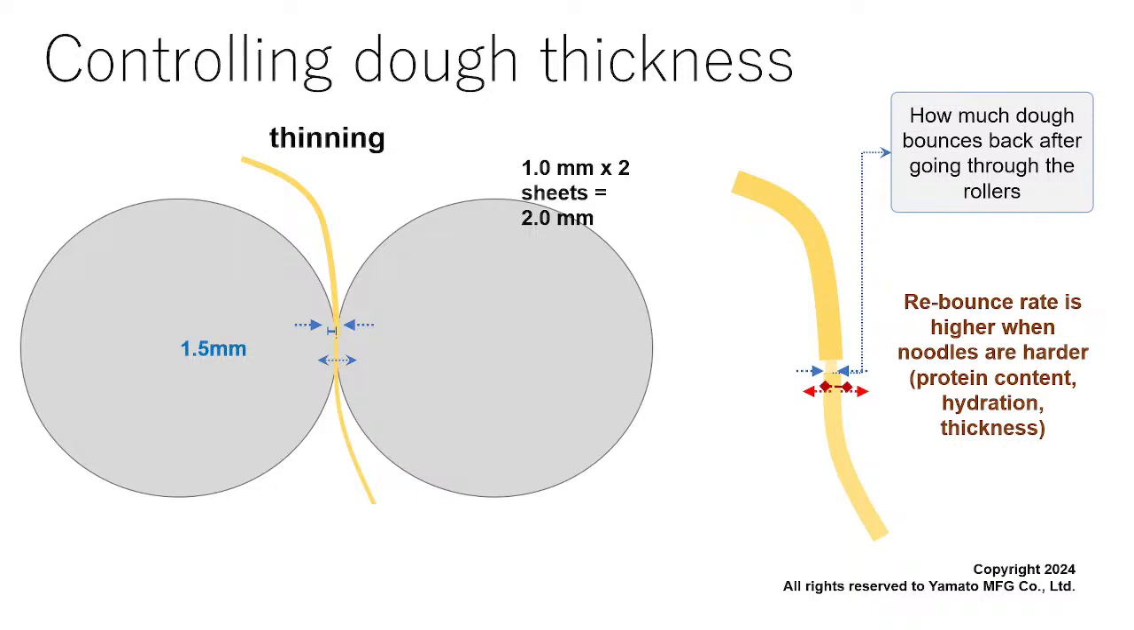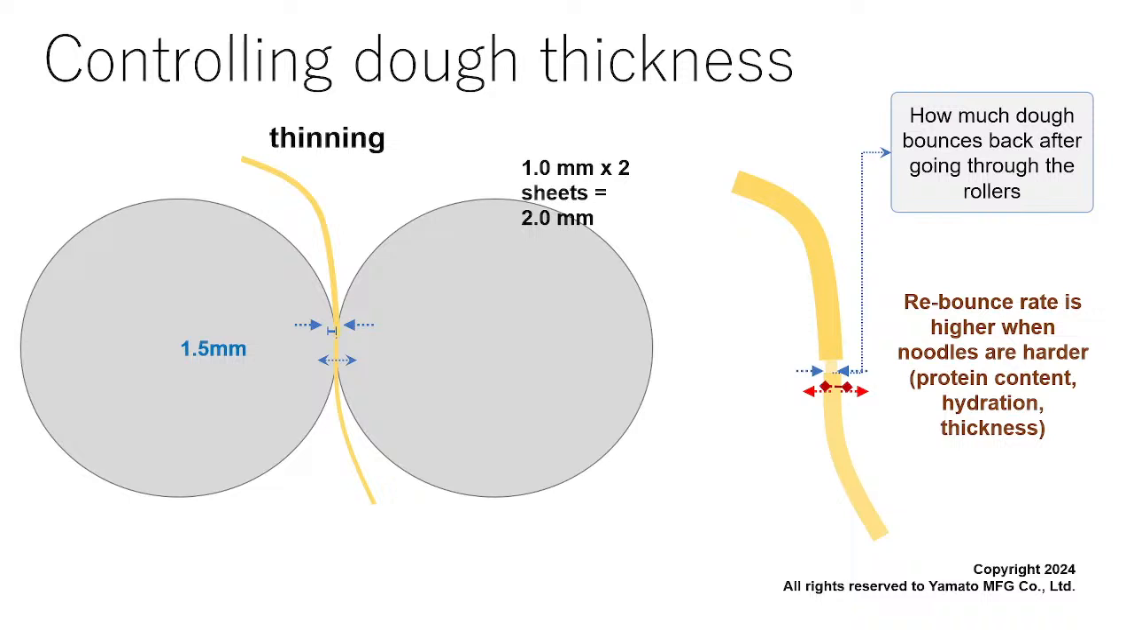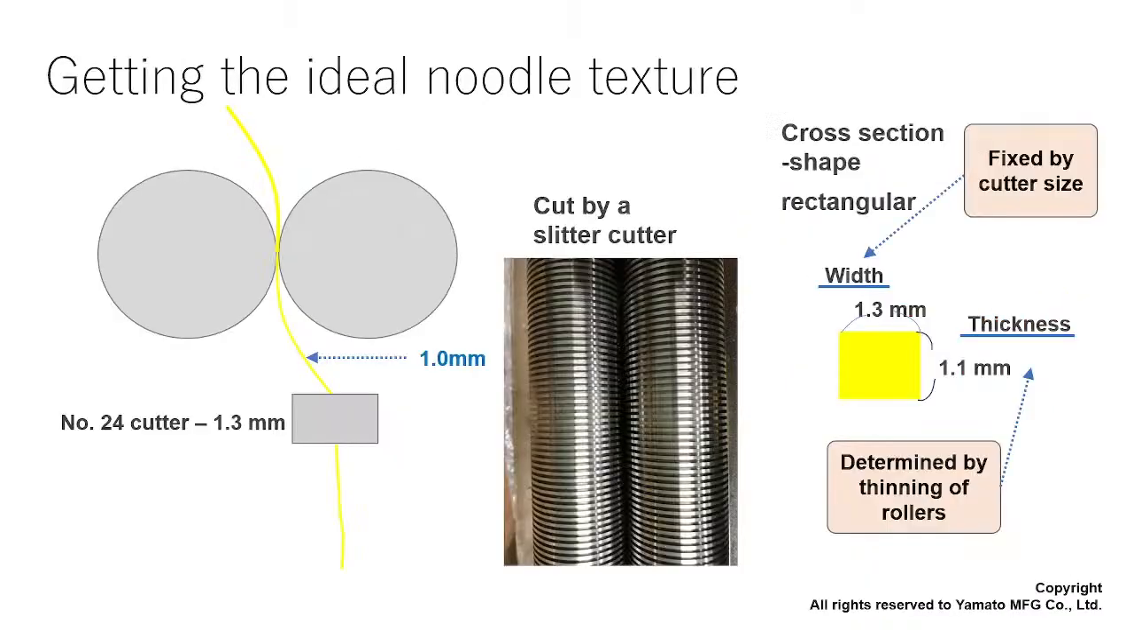The dough is always bigger than the roller gap you set, so we want to watch out for how much it bounces back. Then we can cut it.